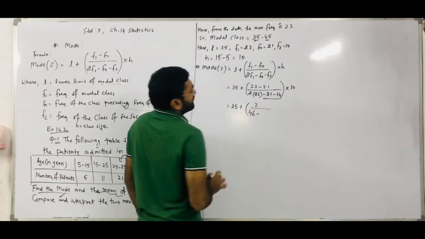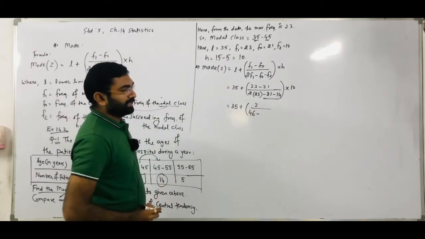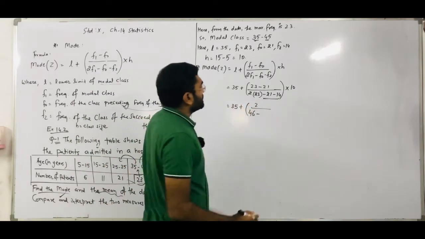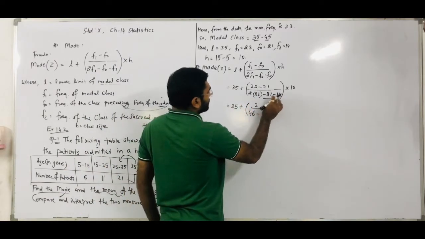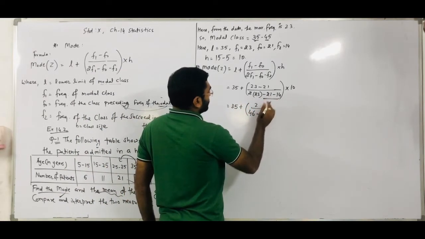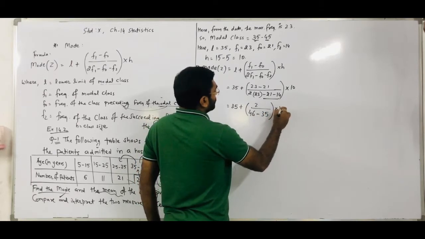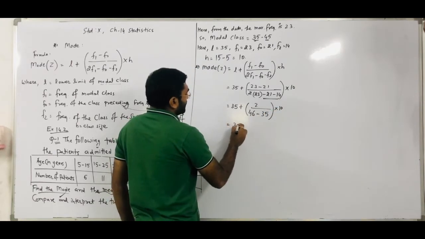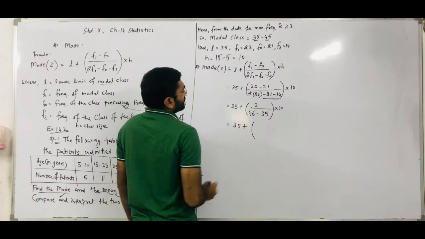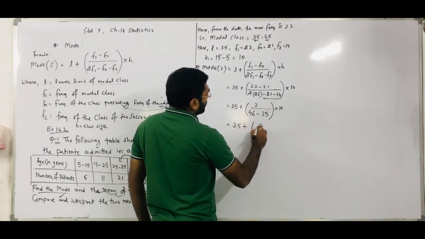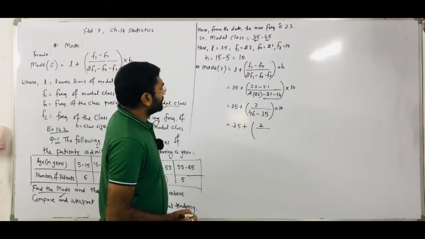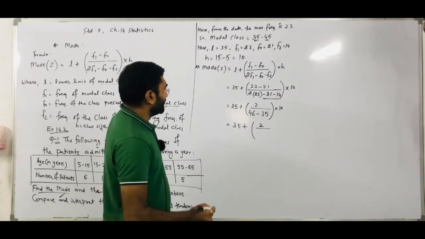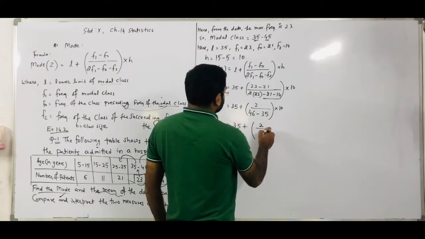These two numbers are negative: minus 21 minus 14. So we have to add them. Minus minus, we have to add the numbers, right? So 4 plus 1 is 5, and 2 plus 1 is 3, into 10. Okay, so now simplify it. 35 plus, this is the inner numerator 2, and here is 46 minus 35. So we get 11.